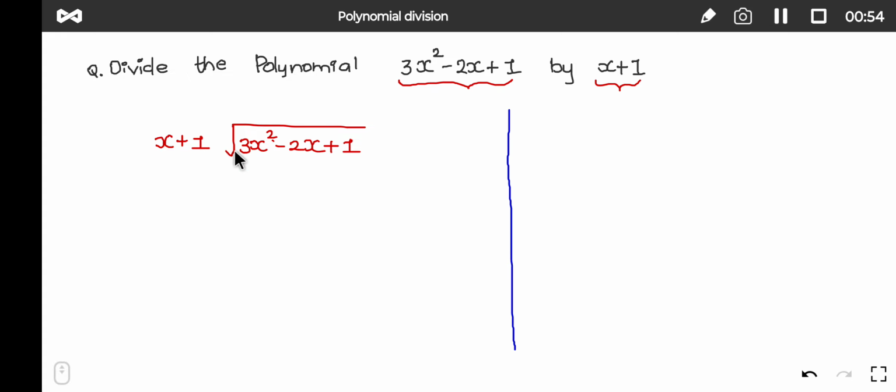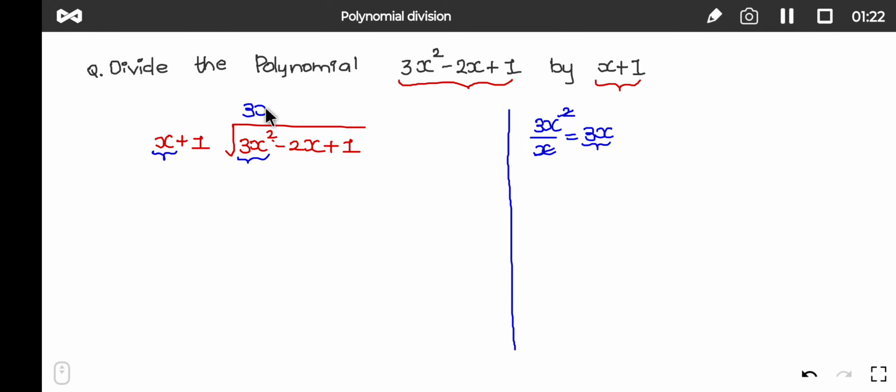So the first step is whatever the first term is inside, that you have to see. So the inside first term we have is 3x square, so we'll write down here 3x square. And look at the first term which is outside, that is x. Okay, so if you divide 3x square upon x, so 1x will get cancelled from the numerator and denominator. So what will remain? 3x. Okay, so what is remaining, that we write down here in the quotient: 3x.